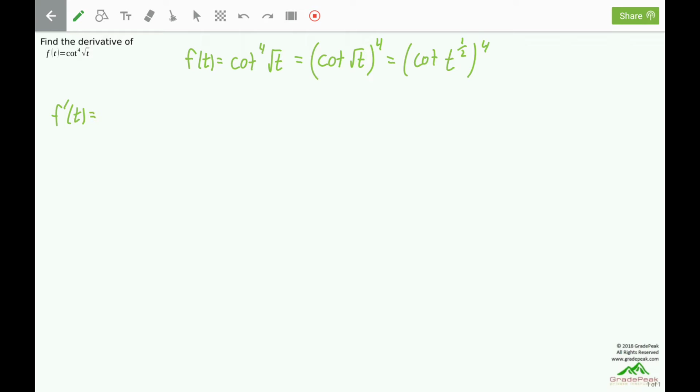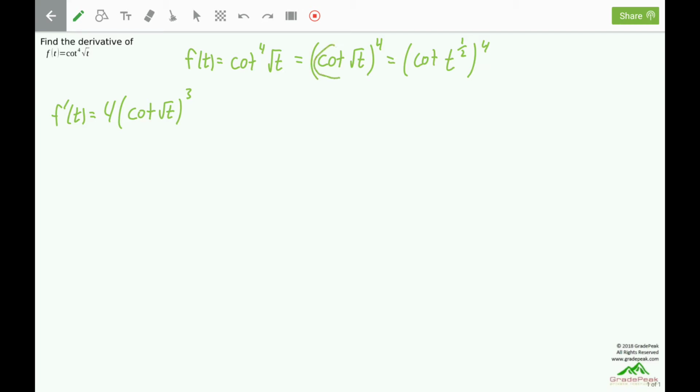f prime of t equals, bring the 4 down, leave the inside alone. That means I'm going to write this version of the inside, it just looks a little nicer: cotangent of square root of t. Subtract 1 from the power, so that'll give us a 3. But since the inside of that power isn't just a t, but rather an entire expression, we have to take the derivative of the inside.